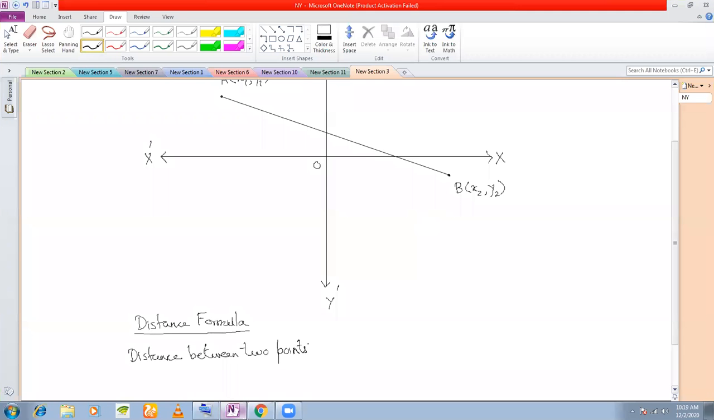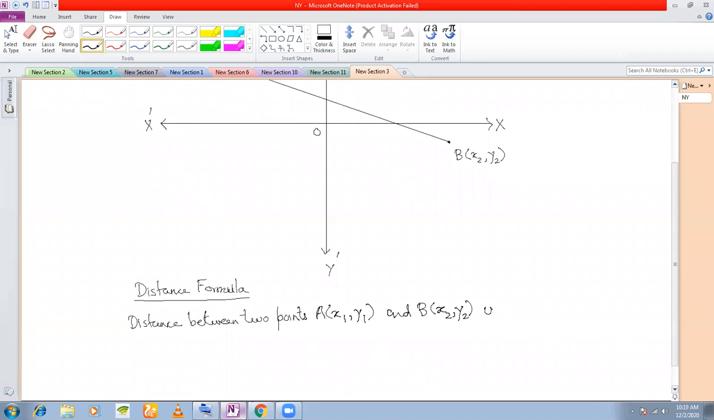The distance between 2 points A (x1, y1) and B (x2, y2) is AB equal to square root of, this is the formula. Distance between 2 points whose coordinates are given to you as x1, y1 and x2, y2 is root over of x2 minus x1 whole square plus y2 minus y1 whole square.